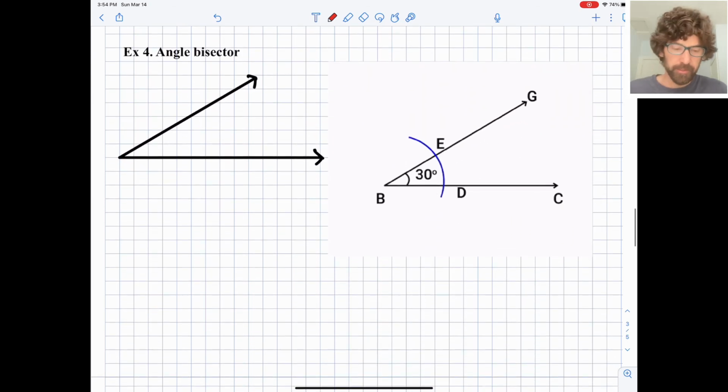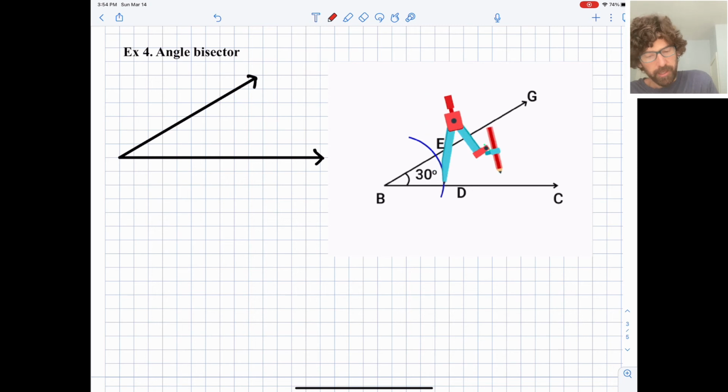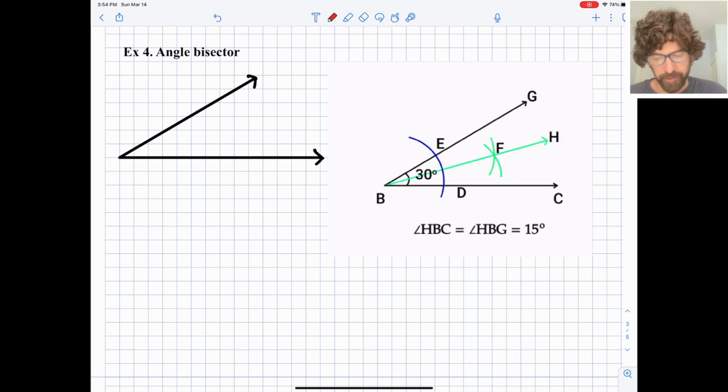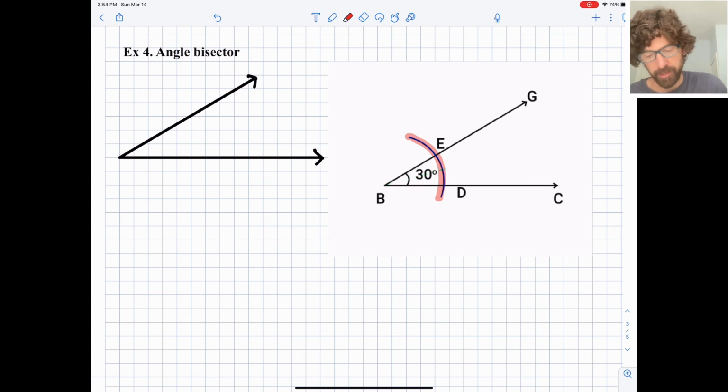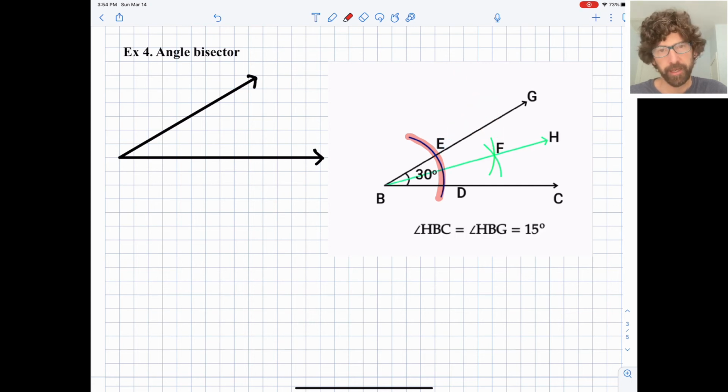Our last example is to construct an angle bisector. And this animation goes a little bit quicker, so we'll probably watch it a couple times. First, you're going to start with arc E, this arc that goes through E and D here. Okay. And then you're going to set the point of your compass on point E and point D separately, and then draw those green arcs. Where those green arcs intersect at point F is going to be one point you're going to use, and then you draw a line that goes through the vertex point B.